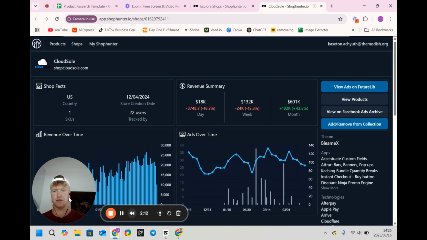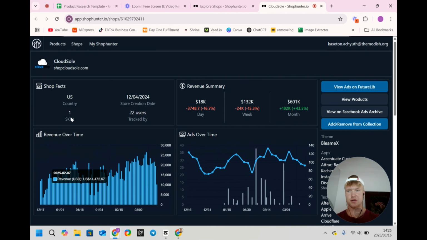You can then see all the revenue that the shop's currently doing. So here you can see Shopfax US. They're doing 18K per day, roughly. Say this is 50% accurate. 132K a week, $601,000 per month. Bro, that's like 11, 12 million rand a month revenue. We are out here making zero. So we're going to try to steal a piece of this.